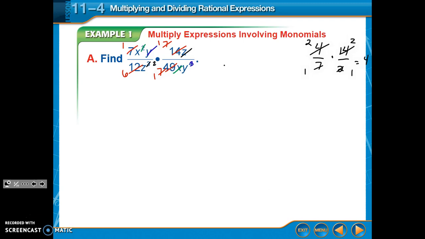This one cancels that. So when I do this on the numerator, 1 times 1, my coefficient is 1. This is x, and everything else is gone from the top. So I get 1x or just x. On the bottom, 6 times 1 is 6. This became z squared. And I have y to the third left on the bottom. Okay, so that's one way you can do it.